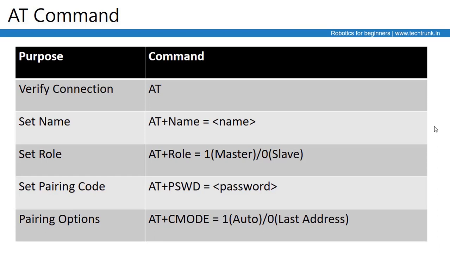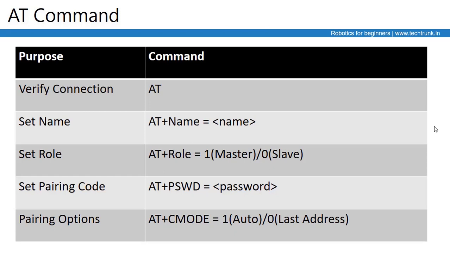You can also configure your S05 Bluetooth module to work in either slave mode or master mode by using the command AT+ROLE. So if you write AT+ROLE=1, we are configuring it into the master mode or master role. And if we use AT+ROLE=0, we are configuring the S05 module into slave mode.